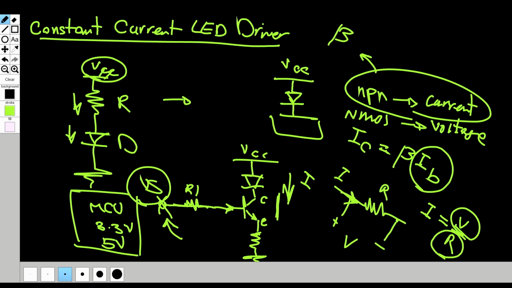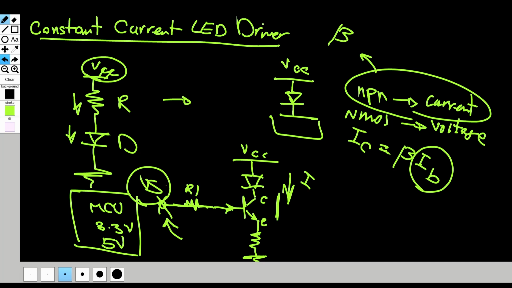Whatever that voltage is, I can easily find the current that goes through this resistor. So it's pretty straightforward, right? So if we just go back a couple steps, one quick second. All right. So now for this circuit, how can we control the current, right?